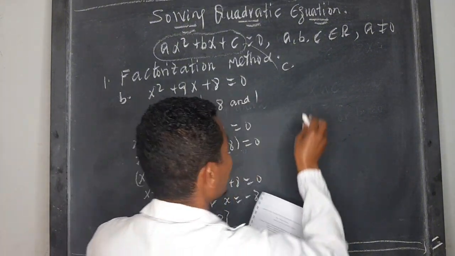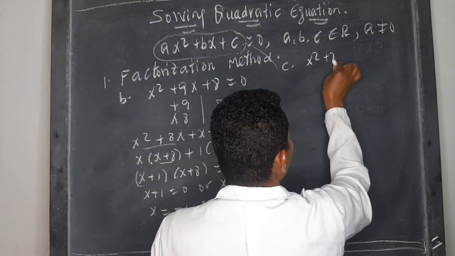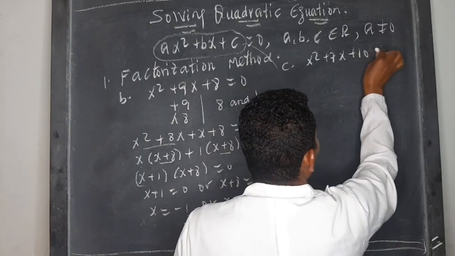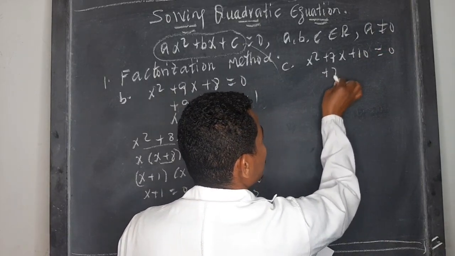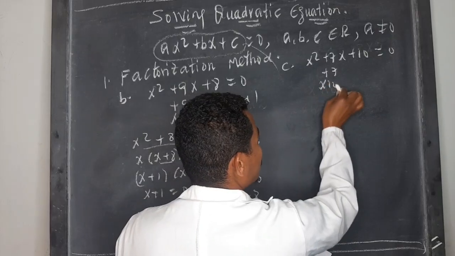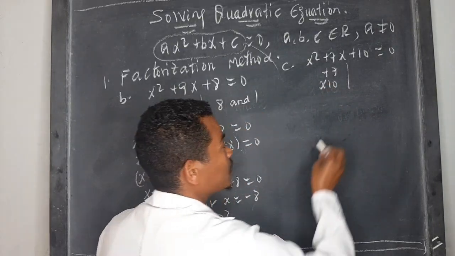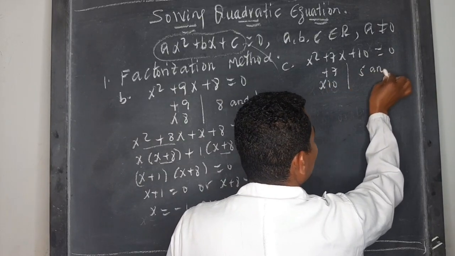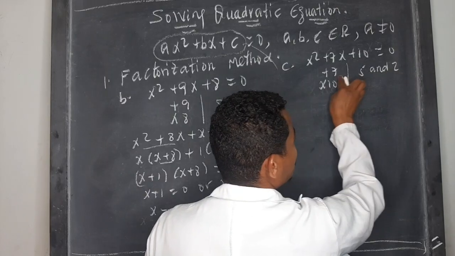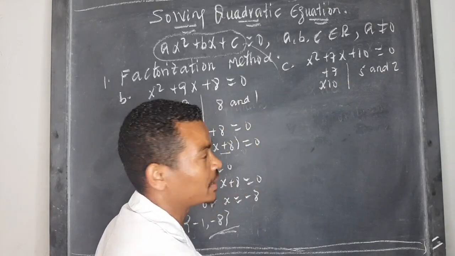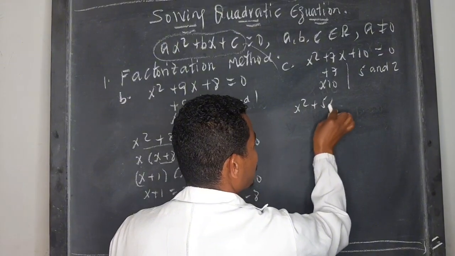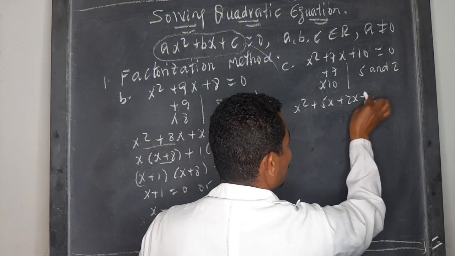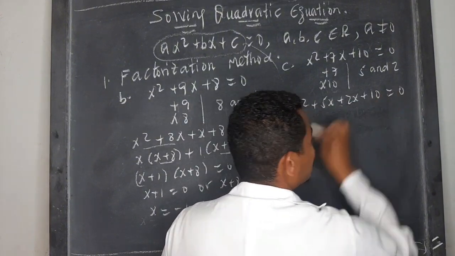Okay. C, x squared plus 7x plus 10 is equal to 0. Again we find the two numbers whose sum is 7 and whose product is 10. The two numbers are 5 and 2 because 5 plus 2 is 7, 5 times 2 is 10. So እችኛዋን እዚህ ጋር ሰርተን እናደርጋለን። x squared plus 5x plus 2x plus 10 equals 0.